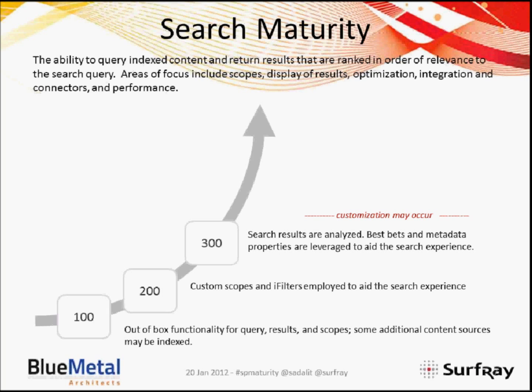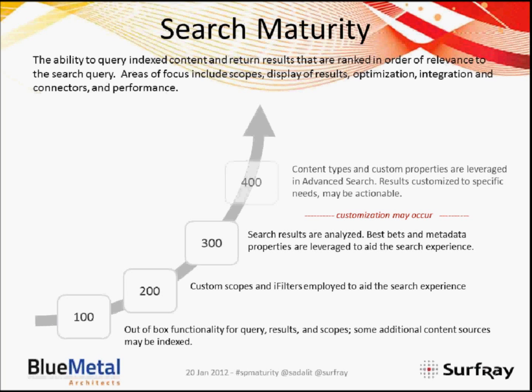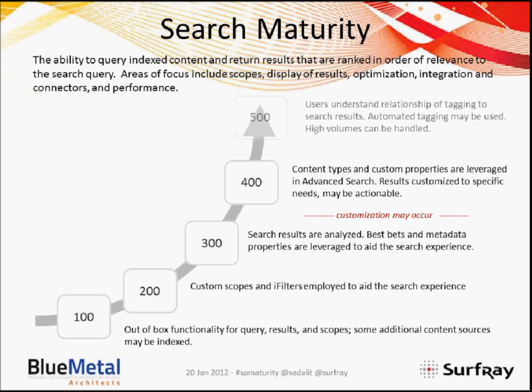But you can see that you can get pretty far with SharePoint search maturity just by doing the out-of-box things and making content tweaks and customizations on your own. At the 400 level, you might be using content types, custom properties, and customizing your results and query pages. And we'll be looking at a few examples of that in the following slides. And then finally, at level 500, users are really understanding the relationship of what they put in to what they get out. And they may be looking at some other things here like automated tagging or content recognition and performance as well.